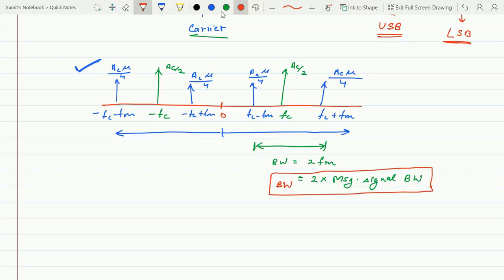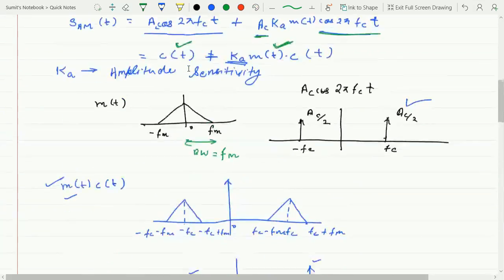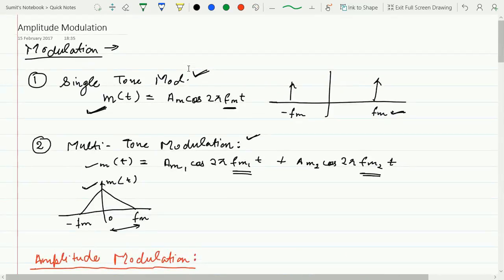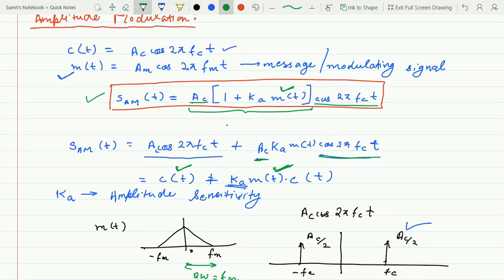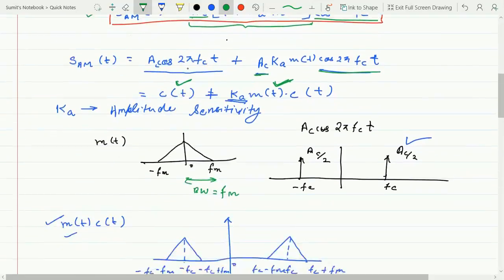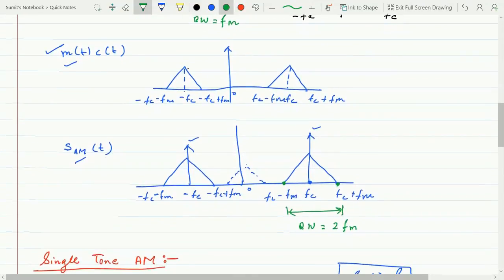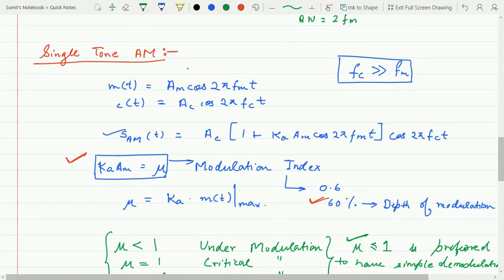So let's just take a quick revision here now. What all we discussed. Modulation, we discussed the types of modulation, the single tone and the multi-tone. Then we discussed the amplitude modulation part, where you have to remember this AM expression. It's very simple to remember this. It has a carrier component and a modulated signal component. Then we saw that the bandwidth of the AM signal becomes twice the bandwidth of the original message signal. Then we saw the expression for the single tone AM.